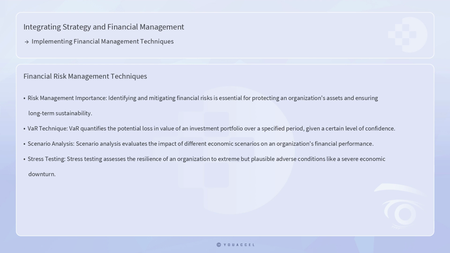In addition to these techniques, financial management also involves risk management. Identifying and mitigating financial risks is essential for protecting an organization's assets and ensuring long-term sustainability. Techniques such as value at risk, scenario analysis, and stress testing are used to assess and manage financial risks.